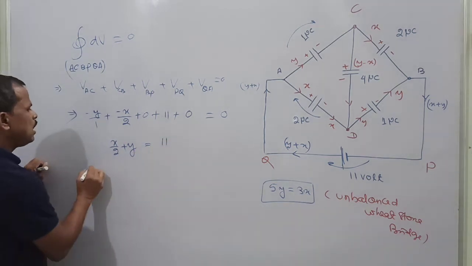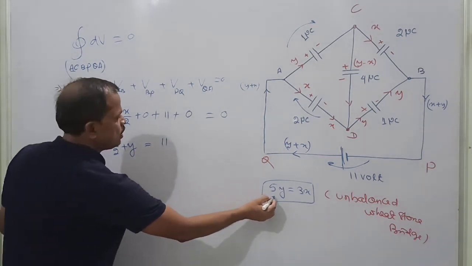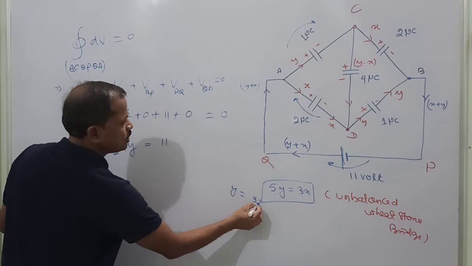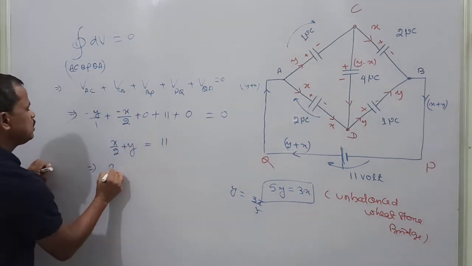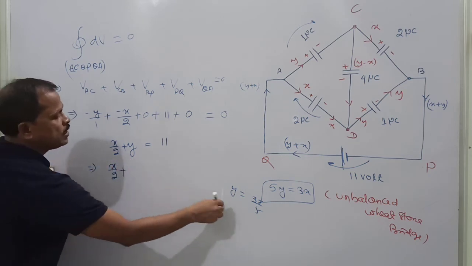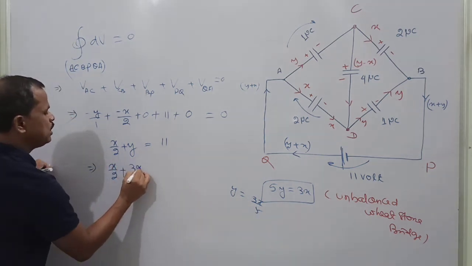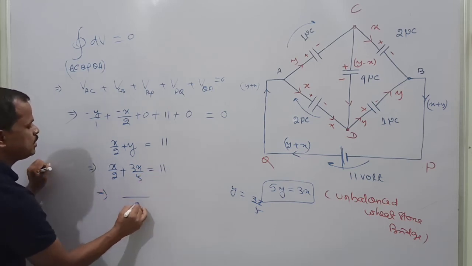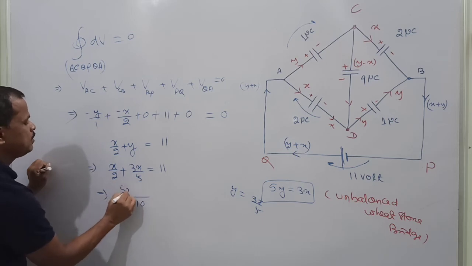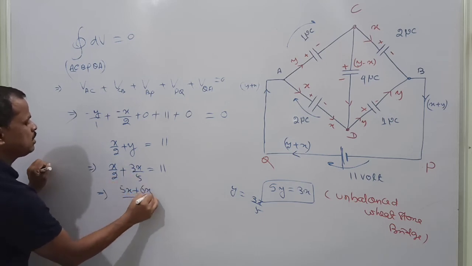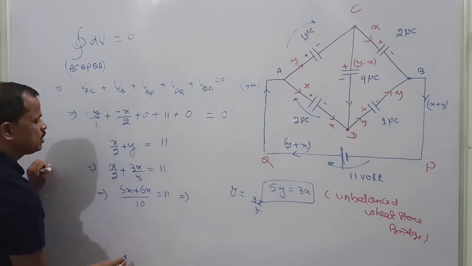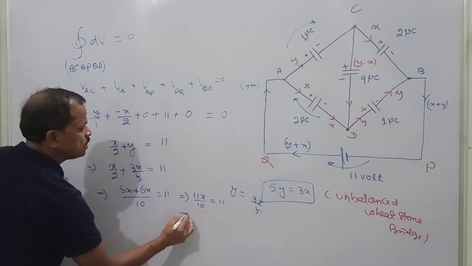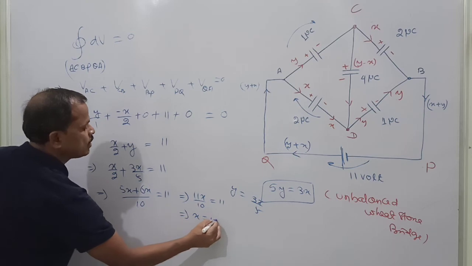Then you can write x by 2 plus y is equal to 11. Now substituting the value from the other equation, you will find y is equal to 3x by 5. Put here: x by 2 plus 3x by 5 is equal to 11. The LCM is 10, so 5x plus 6x is equal to 11, so 11x by 10 is equal to 11. This implies x is equal to 10.